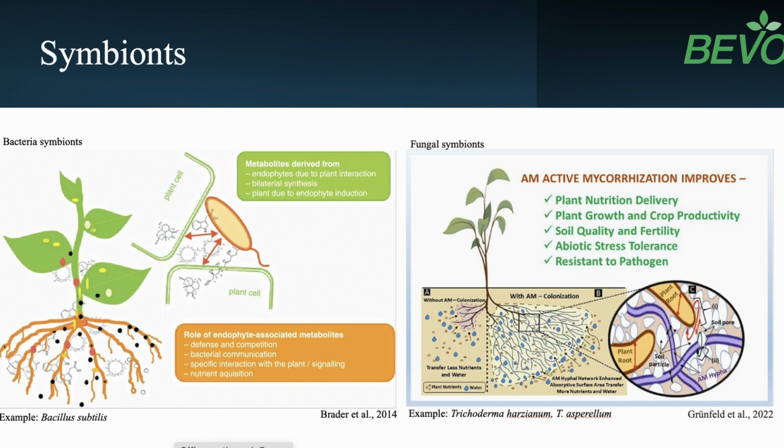One big thing that beneficial fungi do is form a mycorrhizal relationship with the roots. They try to communicate, they try not to kill your roots, and then they go in there and help the plant gain more nutrient absorption in this case. Not only nutrient absorption, but also plant growth, crop productivity, soil quality and fertility, abiotic stress tolerance, and resistance to pathogens itself. One good example, as mentioned before, for the bacterial symbiont in this case is Bacillus subtilis, and on the right side the Trichoderma species can help root growth and so on.